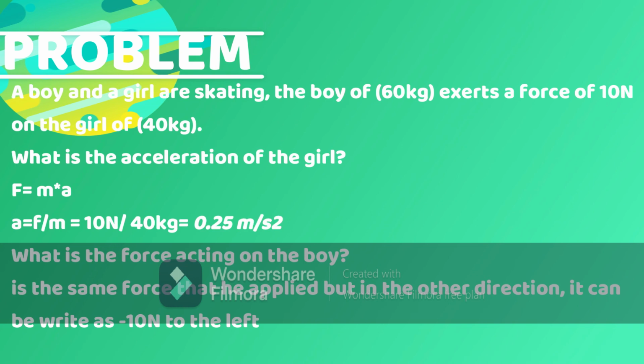10 newtons over 40 kilograms is equal to 0.25 meters per second squared. And finally, the force that is acting on the boy is the same force that he applies but in the other direction. It can be written as minus 10 newtons, to the left.